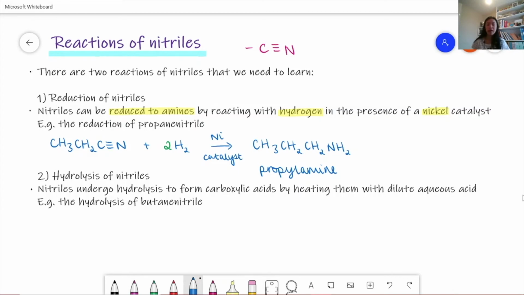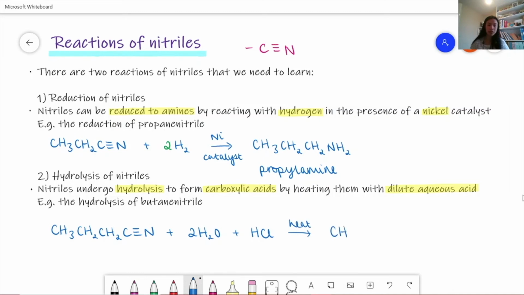And the second reaction we have of nitriles is the hydrolysis of nitriles. So nitriles undergo hydrolysis to form carboxylic acids by heating them with dilute aqueous acid. So for example, the hydrolysis of butane nitrile would look like this. We would have CH3, CH2, CH2, C triple bond N, and then we would add some water and also some HCl, which is aqueous. And then by heating this, what we would form would be butanoic acid.